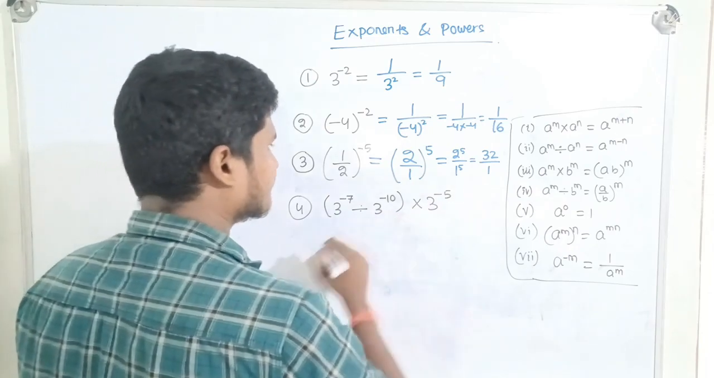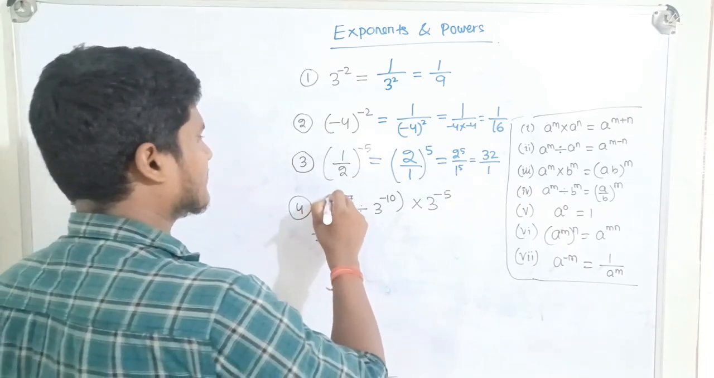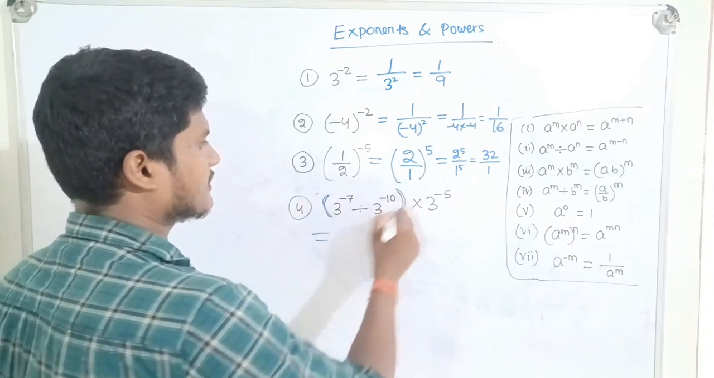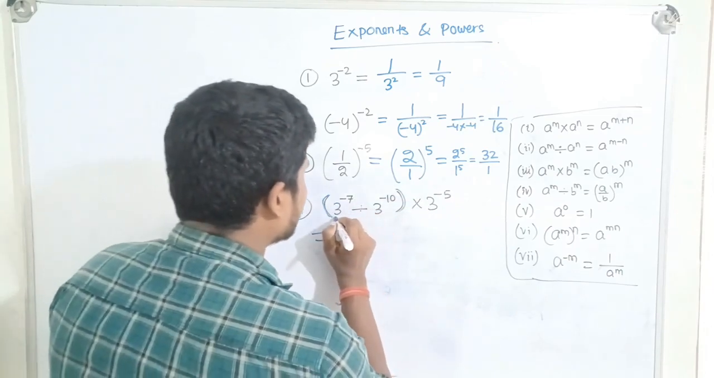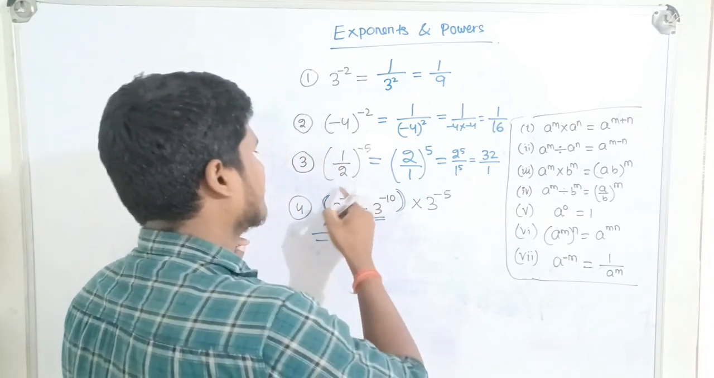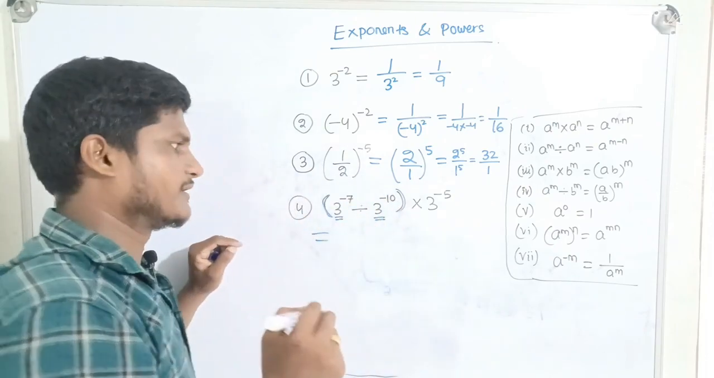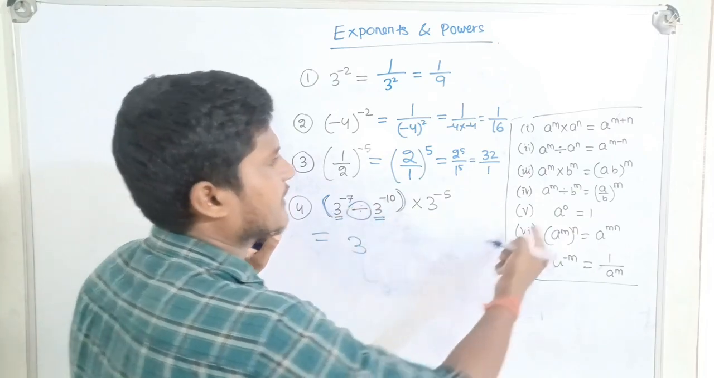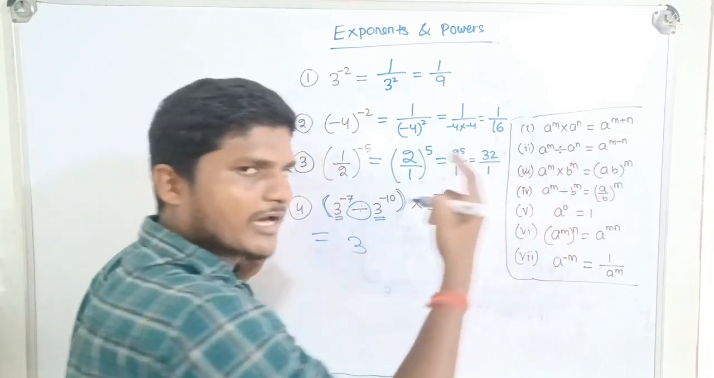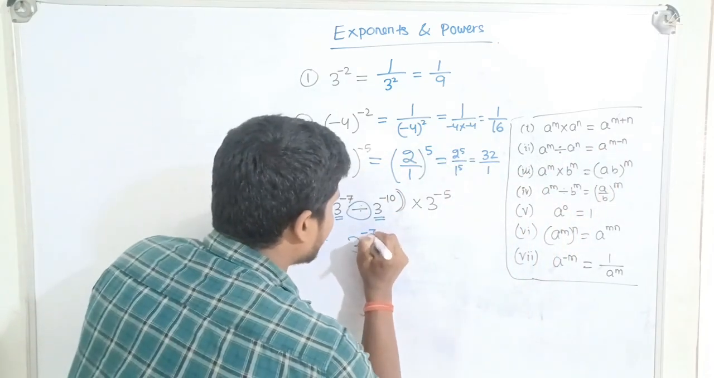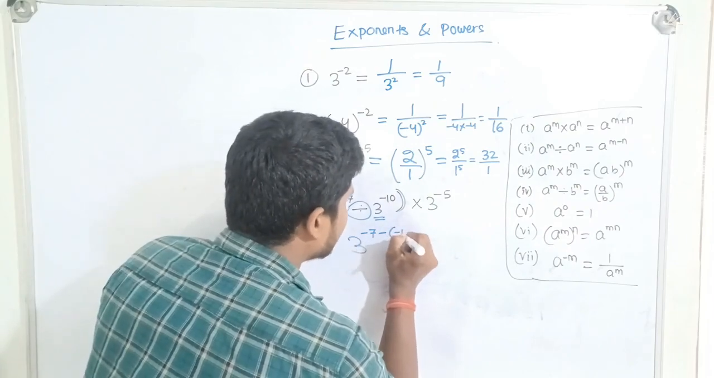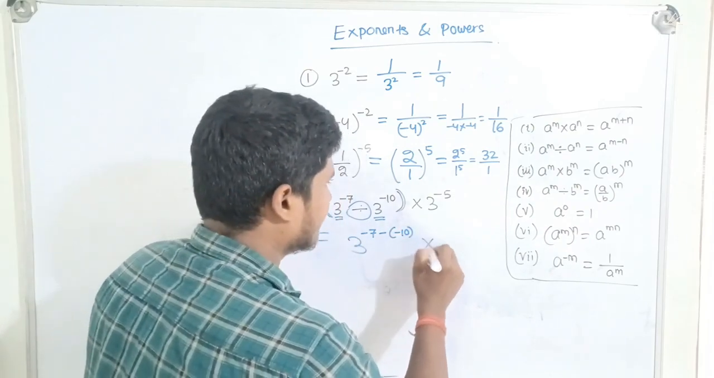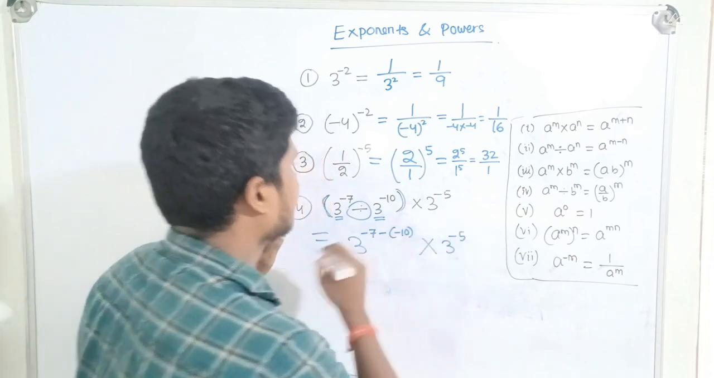Look at this question. Here first of all a bracket is given, so first solve this. Here these bases are the same but the powers are different. So I write it down. Whenever division comes, the power should always be minus. Here minus 7 minus 10, multiplied with 3 to the power minus 5.